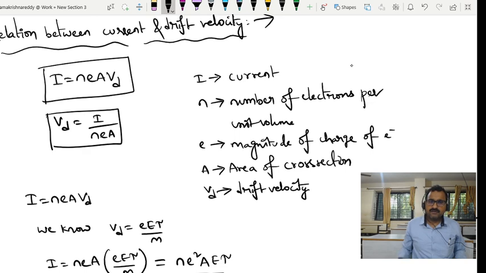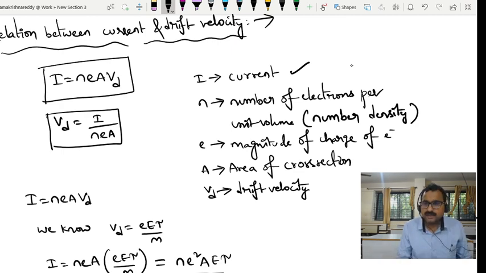What is I indicating there? N is important. What is that? N is the number of electrons per unit volume, another name for which is number density. What is e indicating? The magnitude of charge of the electron. A means area of cross section. Vd is the drift velocity. So I is current, N is number density, e is the magnitude of charge of the electron, A is the area of cross section of the conductor, and Vd is the drift velocity.